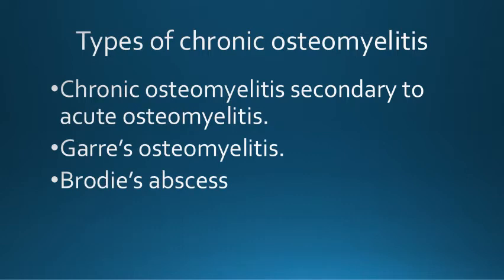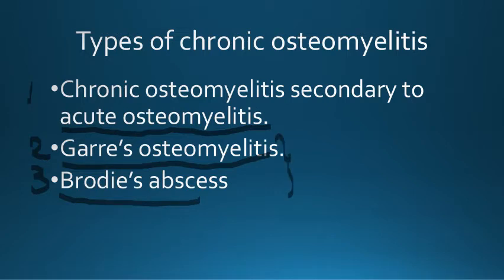Coming to types, chronic osteomyelitis can also be divided into three types. First is chronic osteomyelitis secondary to acute osteomyelitis. So you have an acute osteomyelitis which was untreated, or the infection persisted for more than 3 weeks, so it is classified as chronic osteomyelitis. Or it can be Garre's osteomyelitis, or it can be Brodie's abscess. These two we'll revisit in short in the last two slides of the presentation.